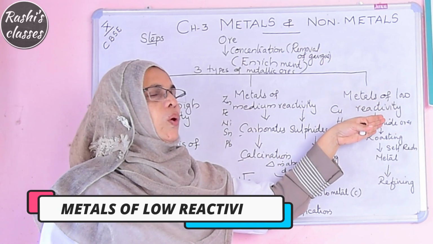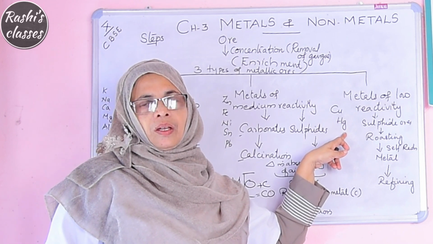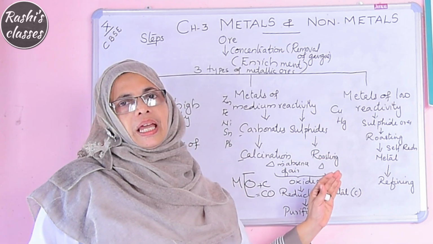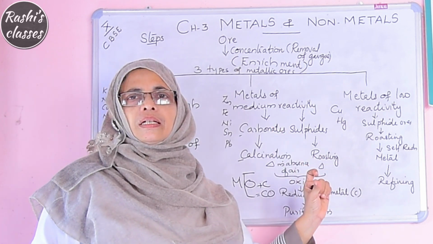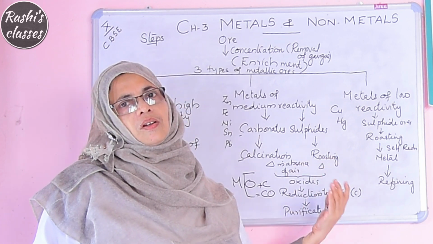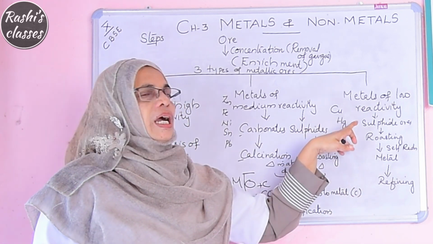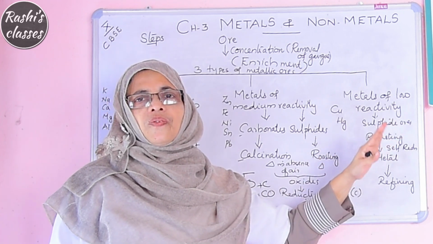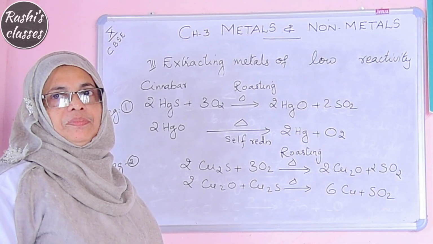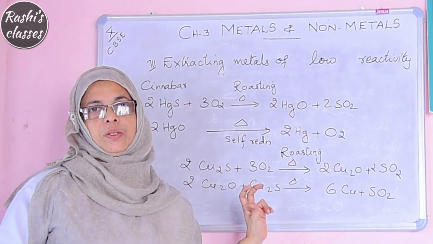Then metals of low reactivity like copper and mercury. Copper, mercury, silver, platinum, gold, all these are least reactive metals, and silver and gold are in free state, that are electrolytically purified. Here copper and mercury are in the form of sulfide ores. You know, for sulfide ores we have to do roasting. This is very important, children. You have to study the equations also.